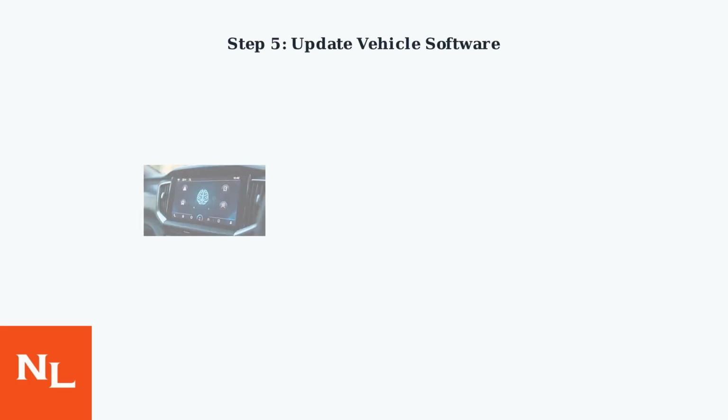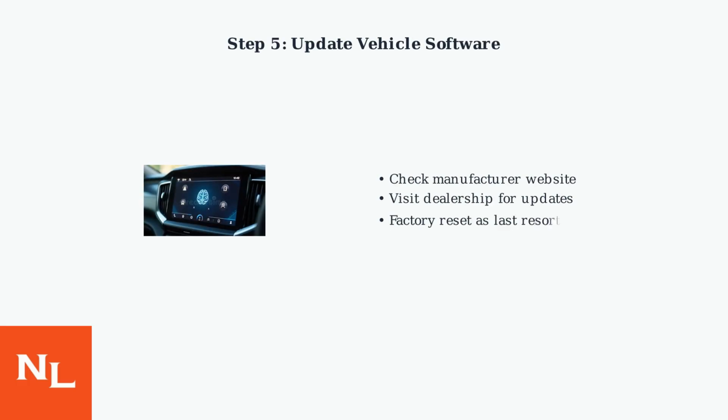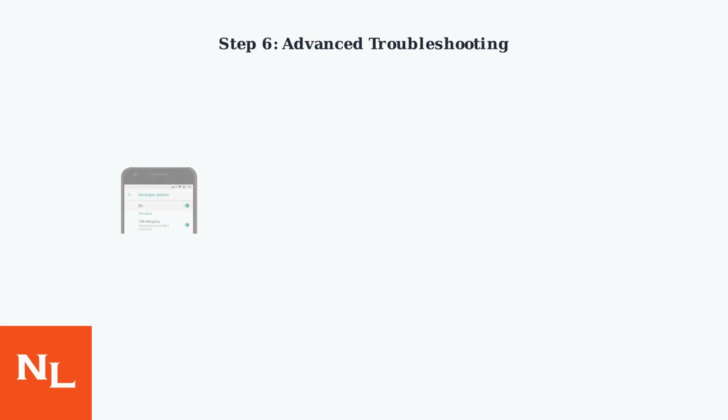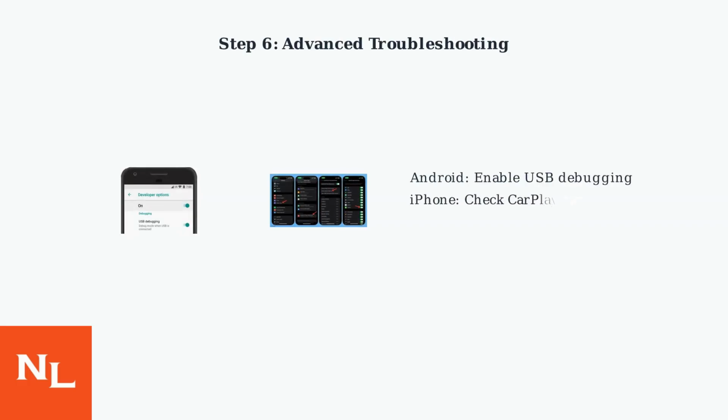Check for vehicle infotainment system updates from your car manufacturer. These updates often fix compatibility issues with newer phone software. For persistent issues, try advanced techniques. Enable USB debugging on Android devices or check CarPlay restrictions in iPhone settings.